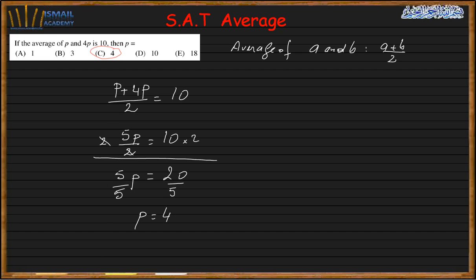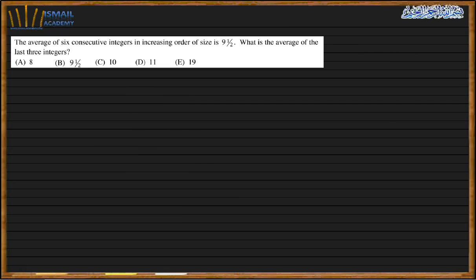Next question. The average of 6 consecutive integers in increasing order of size is 9.5. So I have the first integer n, the next one is n plus 1, the next is n plus 2, n plus 3, n plus 4, n plus 5. So I have 6 consecutive integers. The average of 6 consecutive integers is the sum divided by 6. So here it's 9.5.